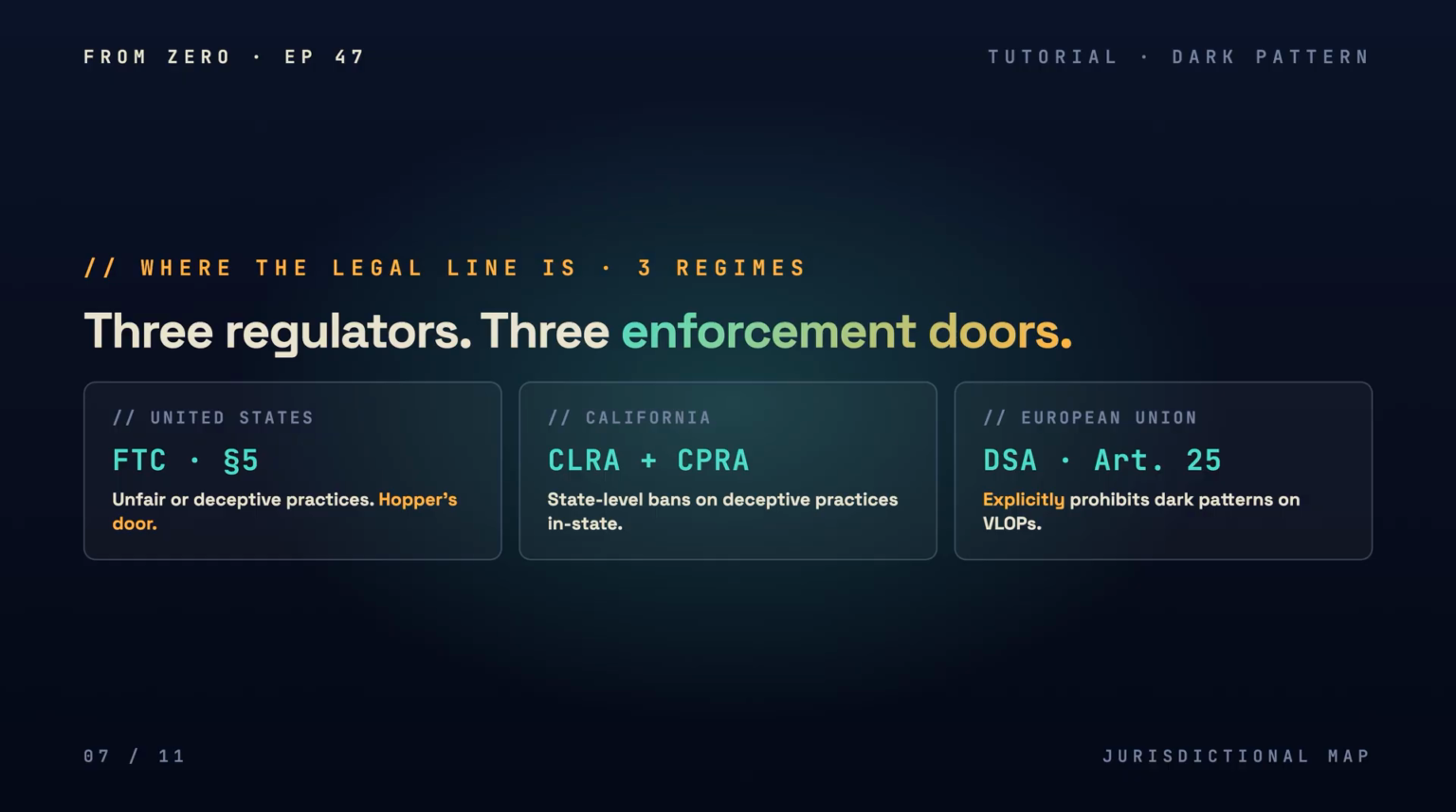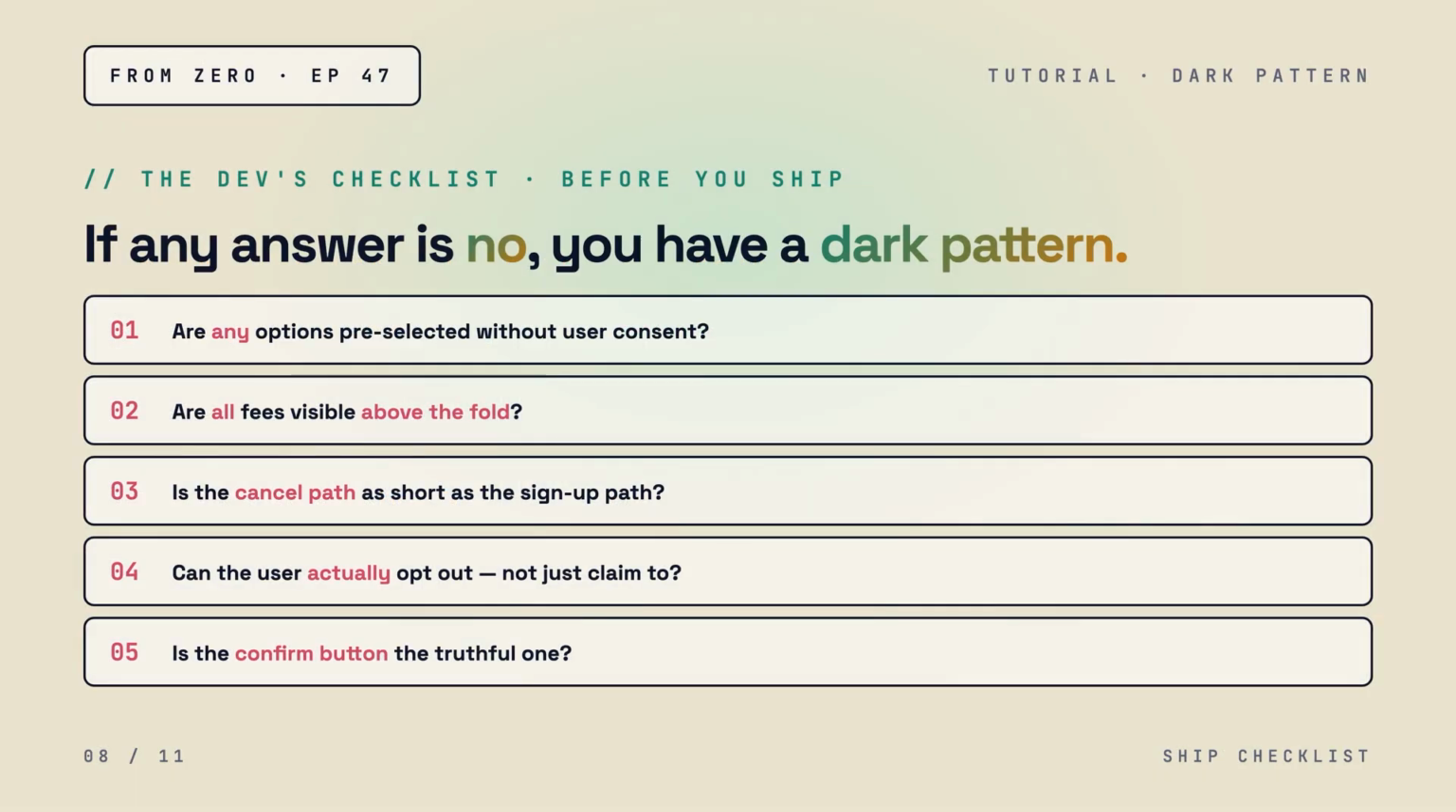If no, dark pattern. Where the legal line is, 3 regulatory frameworks. United States FTC Section 5, Unfair or Deceptive Practices. California, Consumer Legal Remedies Act, plus CPRA, restrictions on deceptive practices in the state. European Union Digital Services Act, Article 25, explicitly prohibits dark patterns on very large online platforms.